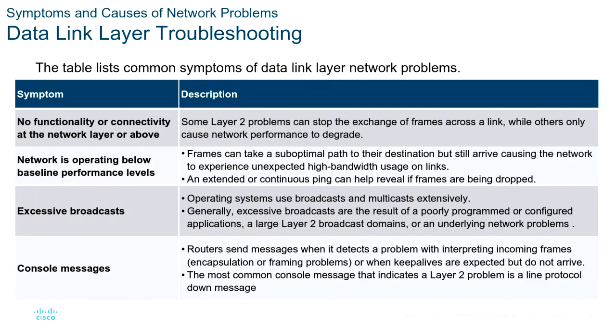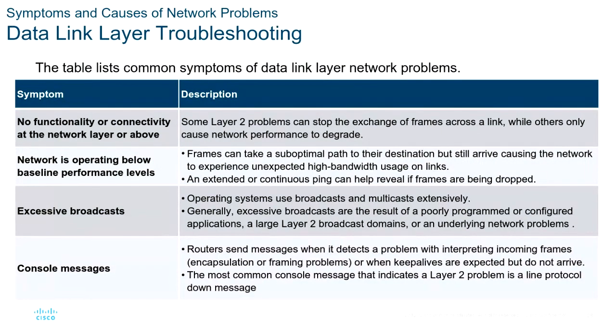Okay, let's look at the data link layer. If there is no connectivity at the network layer or above, maybe this is a data link layer problem. Well, maybe it's a physical layer problem too, but let's say you've ruled out physical layer problems. Now you're looking up at the data link layer problem.